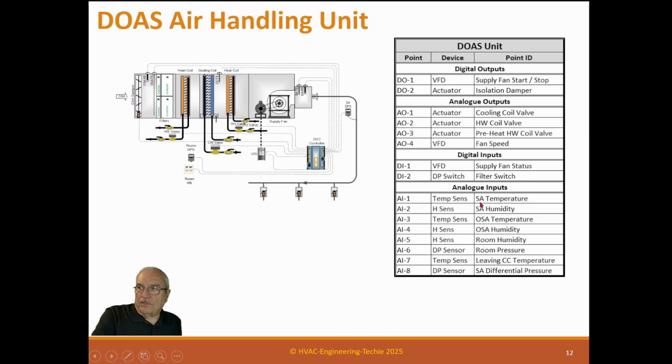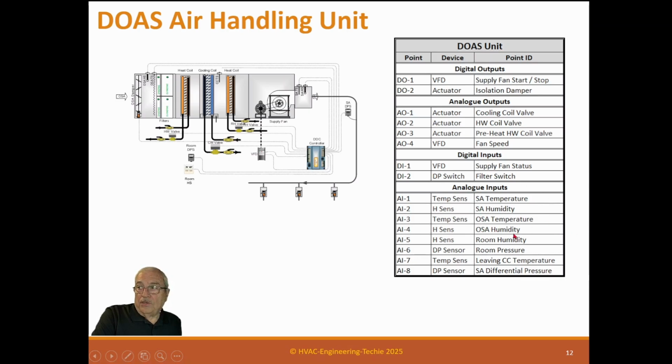Analog inputs, 1 is supply temperature, 2 is supply humidity, outside air temperature, outside humidity, 5 is room humidity, 6 is room pressure, 7 is leaving cooling coil temperature, 8 is supply differential pressure. Now, these are the points that you actually require for this unit to work.